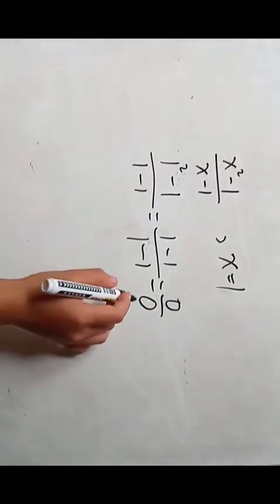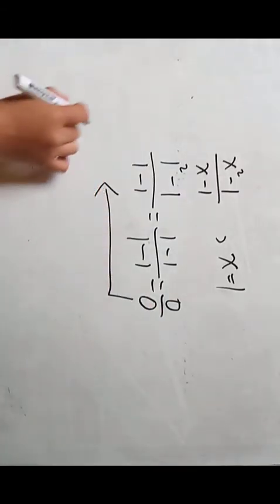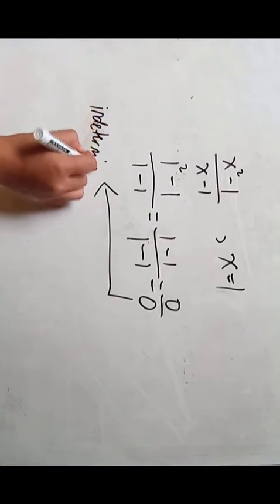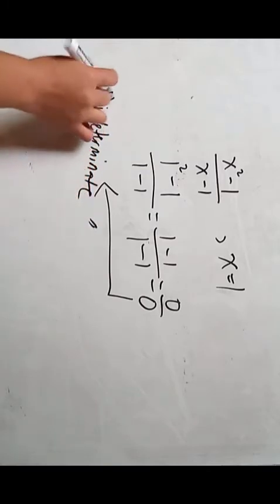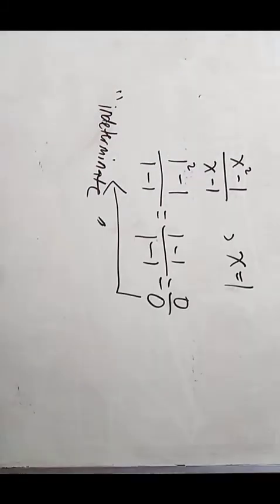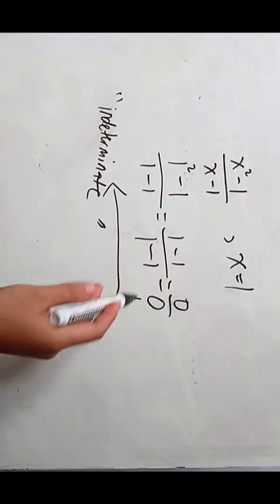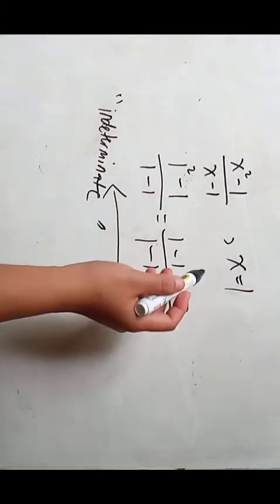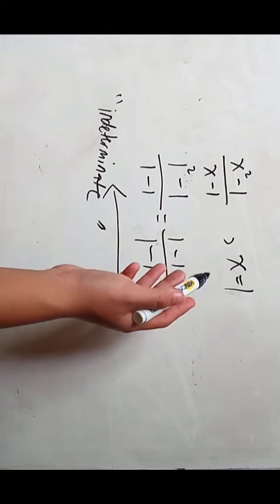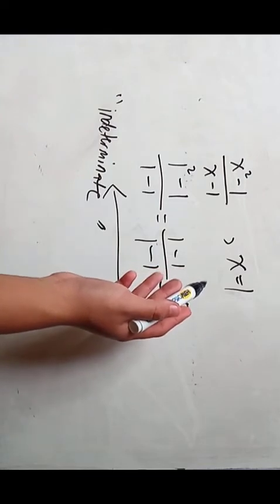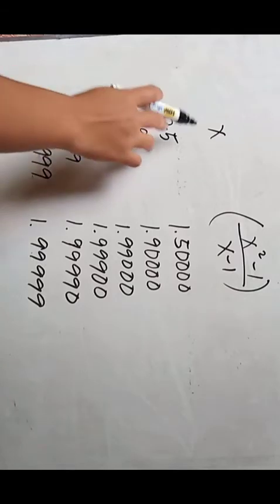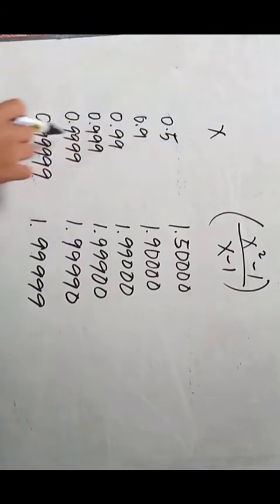And in this case, we know that 0 all over 0 is indeterminate. And here, we don't really know the value of 0 over 0. So we need to find another way. How about if we assign numbers to our x which approach 1.